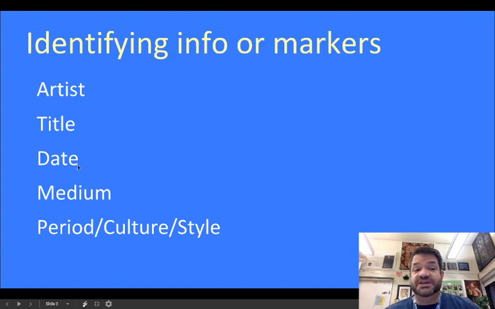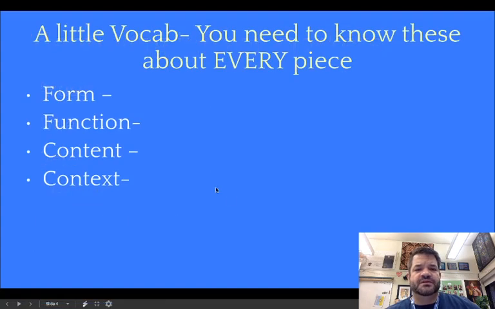Okay, so now for each piece, you're going to need to know, and this is what you're going to write on the back of each flashcard, the artist, the title, the date of production, the medium, what it's made out of, and then the period or culture or style that it was created in. Okay? So again, form, function, content, and context. Those are the identifying markers that you need to know, and these are the specifics that you're going to need to know about each piece. You're going to need to be able to speak intelligently to each of these points.